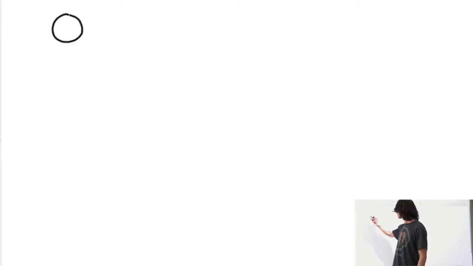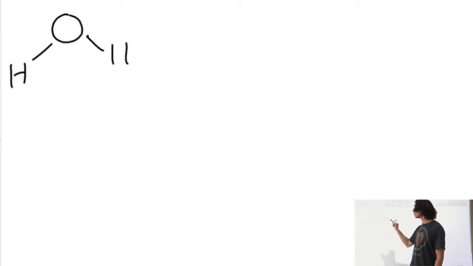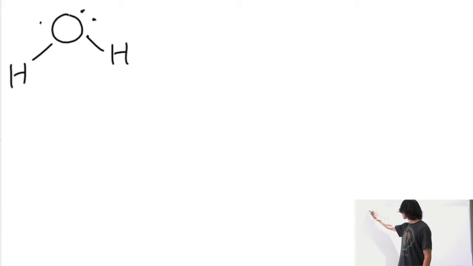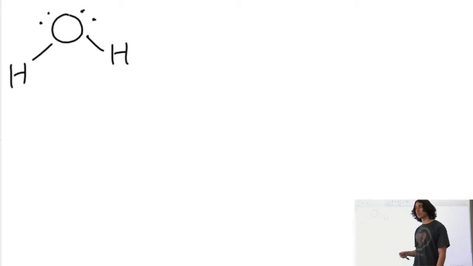The first is water. Let's examine the geometry. Water has two lone pairs on the oxygen. So if these lone pairs repel each other, and these pairs of electrons repel each other, well, they're all negatively charged, so they're all going to repel.